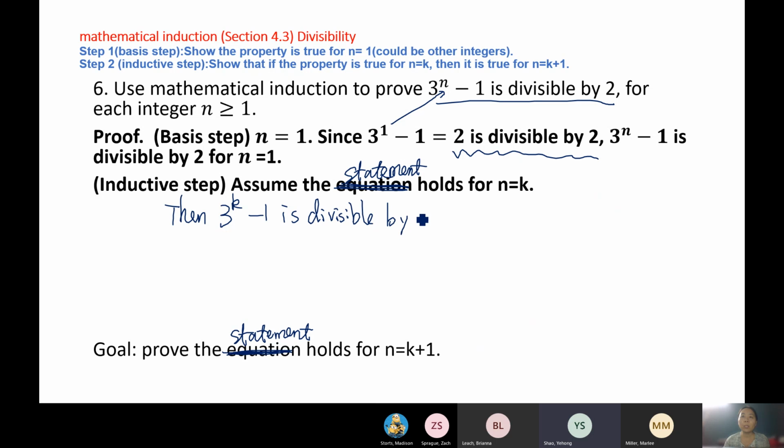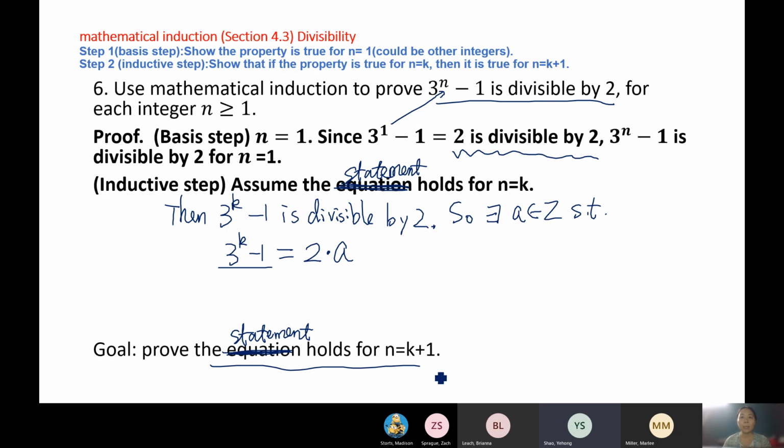And we use the definition to rewrite this. There exists an integer. Oh, I cannot use k anymore. I already have k. So let's use another letter. I think a lot of students use a, so I'm going to use a. So there exists an integer a such that, now what does a number divisible by 2 mean? It means you can factor 2 out of the number, out of this expression. So you can write this as 2 times integer a. Okay, all right.